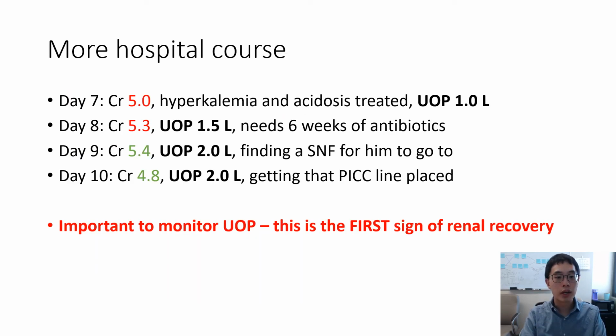So let's go back to our patient. The creatinine was 5. He has hyperkalemia and acidosis. You treat those with medical management. The urine output starts to pick up at 1 liter per day. On day 8, day 9, day 10, you can see the creatinine coming down and the urine output start to pick up.